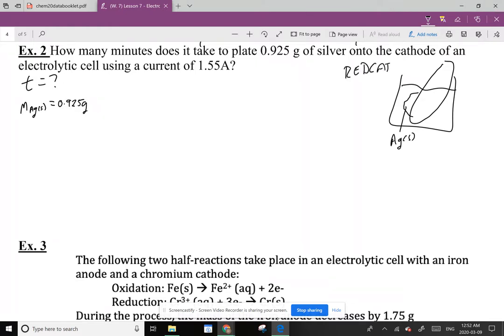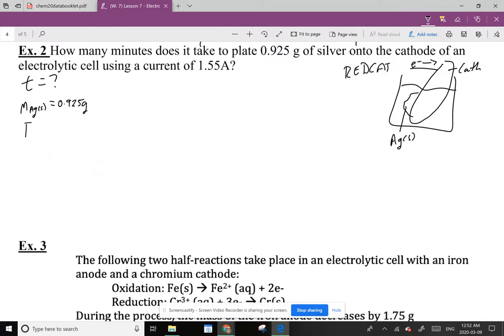Okay, this is on the cathode, so remember red cat. Red cat tells us that something's being reduced at the cathode, because this is the cathode in this case, so that means the electrons have to come here. I'm going to assume it's a silver ion, but I'm not going to absolutely know until I look at my redox table.